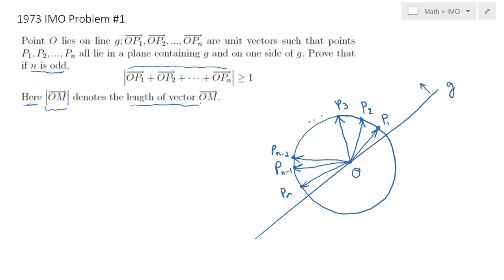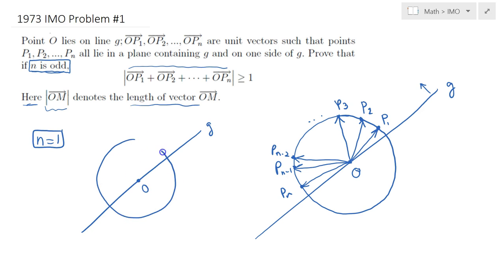One thing that you can think is, why is this odd condition important? Well, let's just test a few things. What happens if n is equal to 1? Well, if n is equal to 1, so suppose that we have our line G, we have the point O, the unit circle, and then only a single vector on it, so that one, P sub 1. But then of course the claim will be true, because OP1, we know that OP1 is given to be a unit vector, and of course the magnitude of it will be greater than or equal to 1. So the case when n is equal to 1 is obvious.